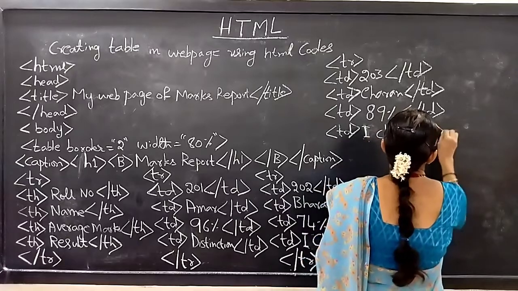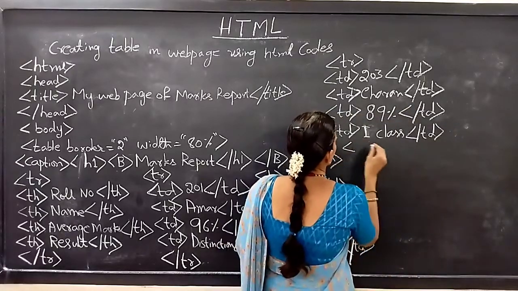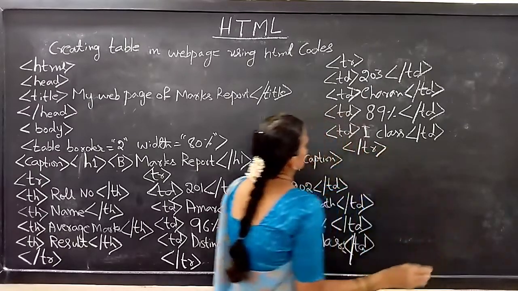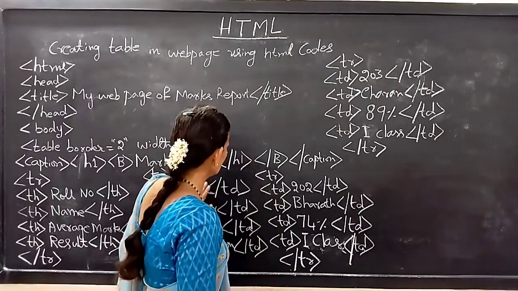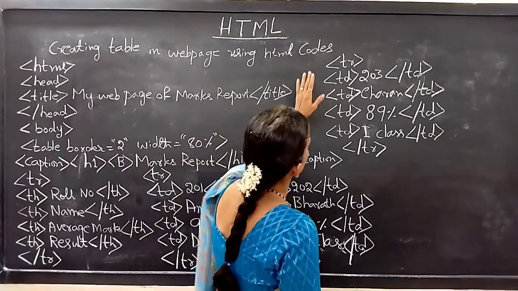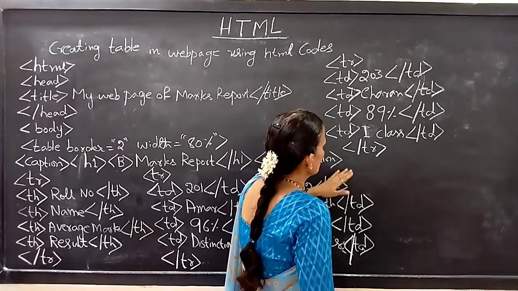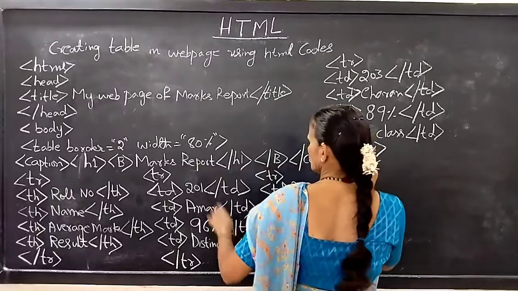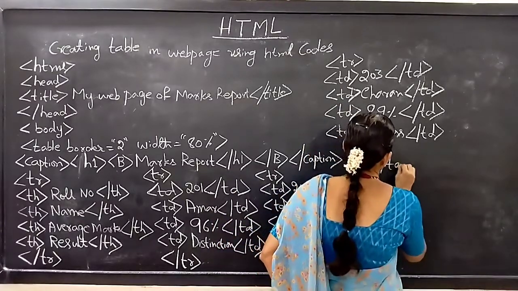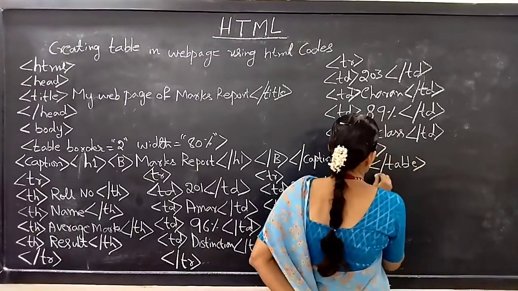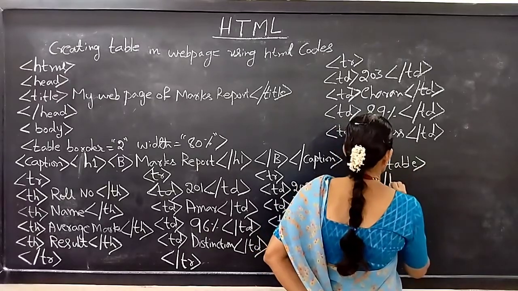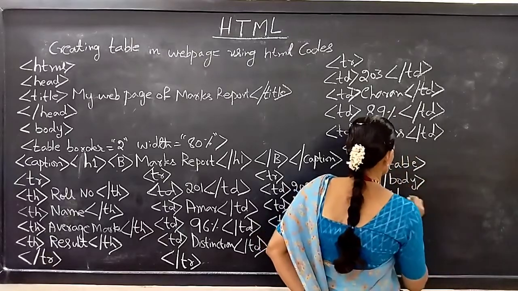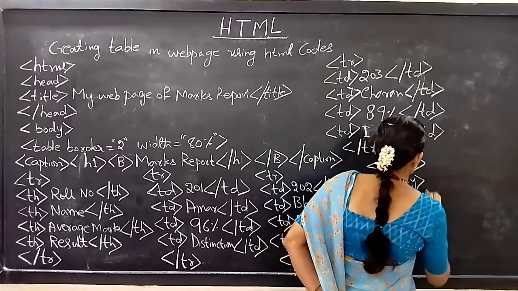Like this, we can fill the information in the rows. So close TR. Till now we have written the information of the 3 students, and we have to close that with the slash table. Now we have to write slash body and slash HTML.